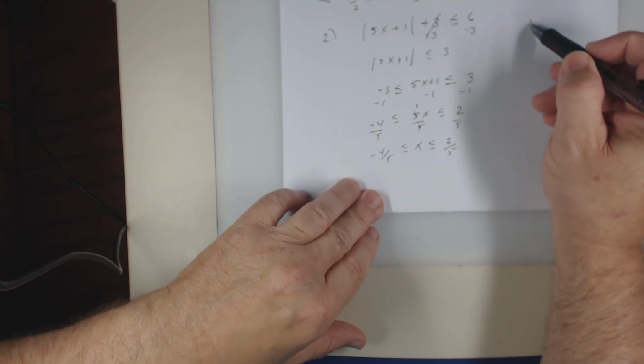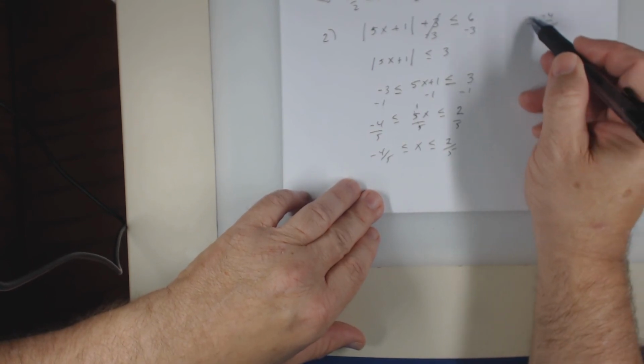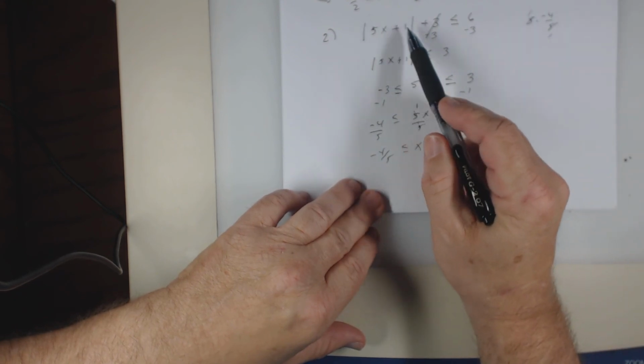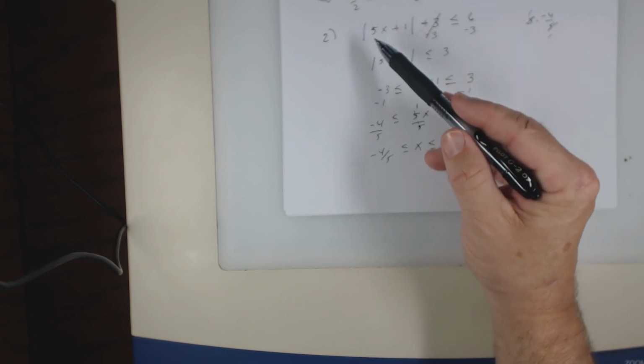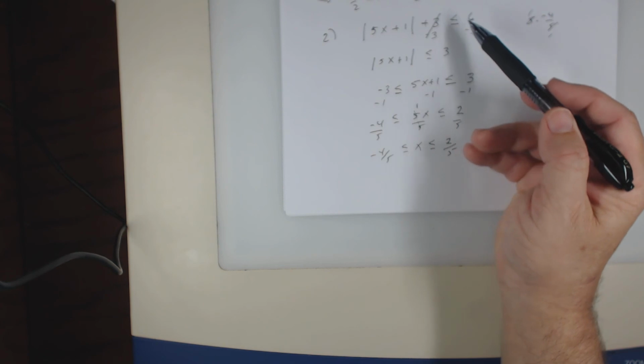Yeah, so remember I'm saying this. 5 times negative 4/5. Remember in previous courses you divide these out? What's left? Negative 4. Negative 4 plus 1 is negative 3. Absolute value of negative 3 is? 3 plus 3 is 6, less than or equal to 6.